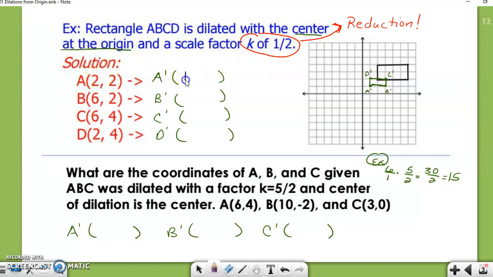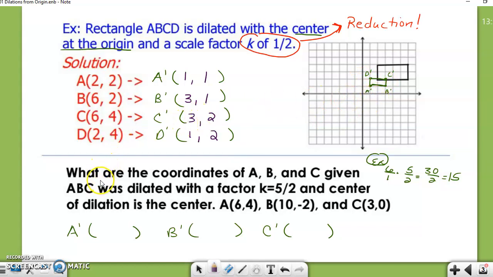So 2 divided by 2 is 1. 2 divided by 2 is 1. 6 divided by 2 is 3. 2 divided by 2 is 1. 6 divided by 2 is 3. 4 divided by 2 is 2. 2 divided by 2 is 1, and 4 divided by 2 is 2. Now I have my prime coordinates, and you can see indeed it was a reduction.